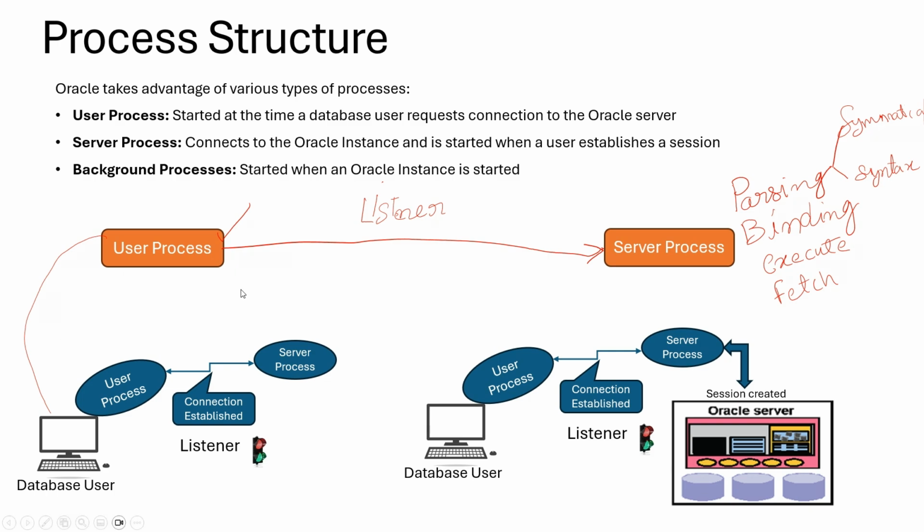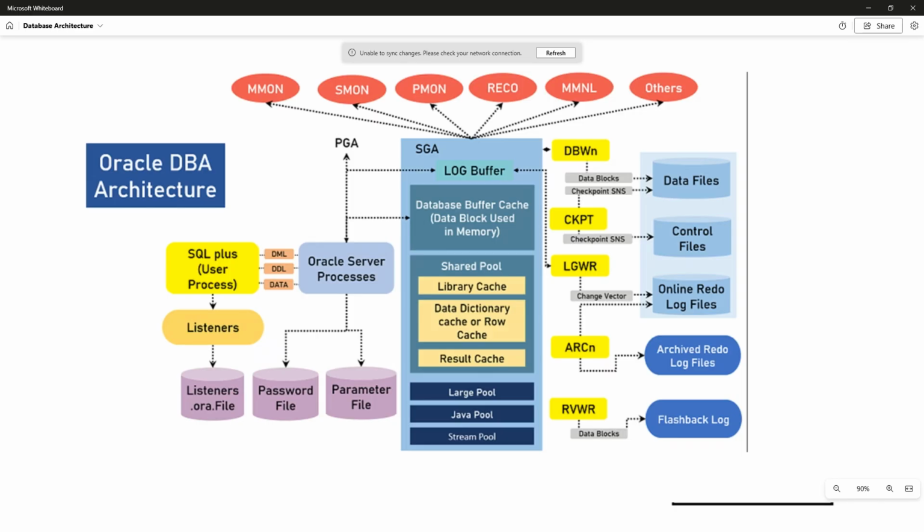Now we discussed the user process and server process. What next? What will the server process do? It will connect to the instance and database on behalf of the user process. Let's talk about the next stage. Now your server process will connect to the instance. The instance again will have memory components, SGA and PGA.